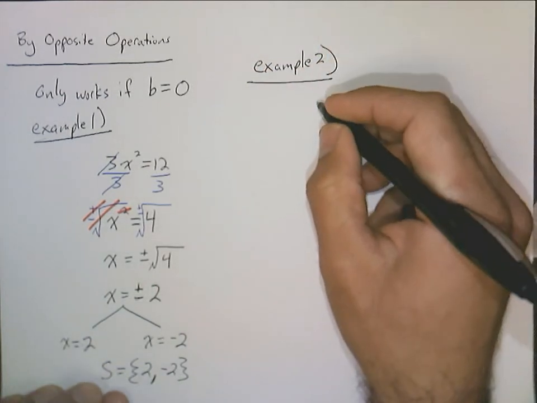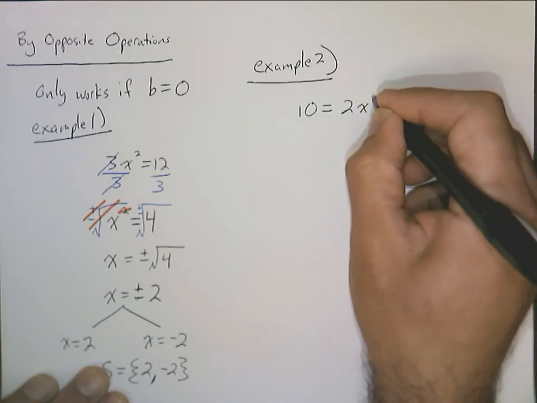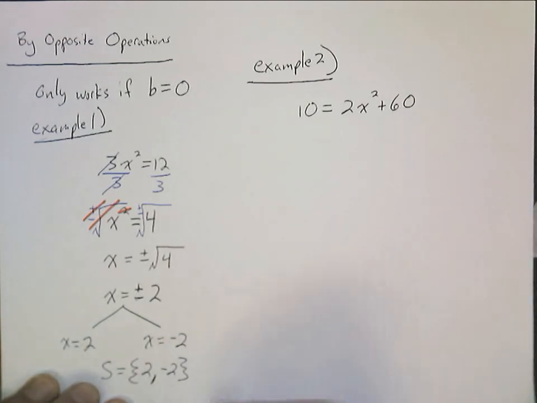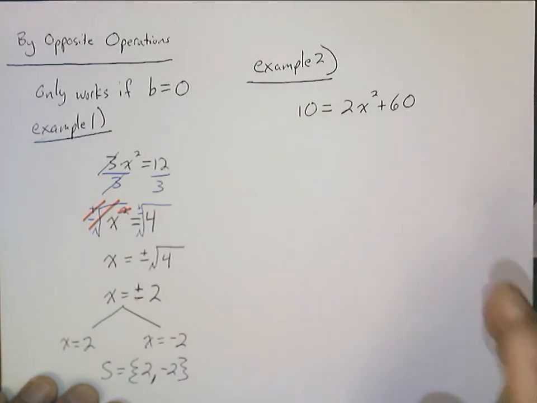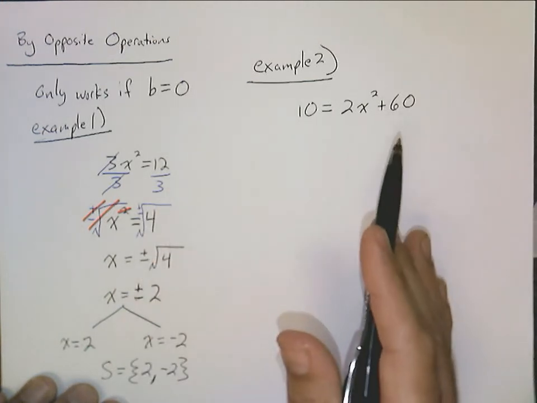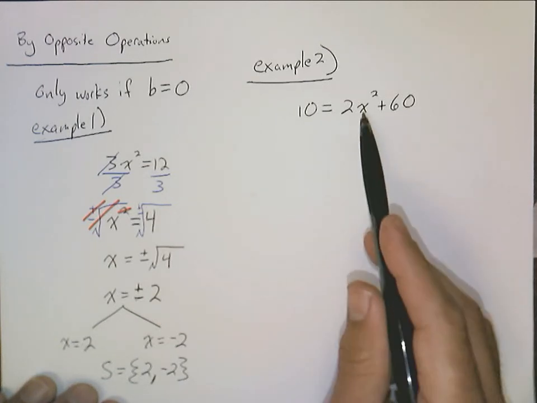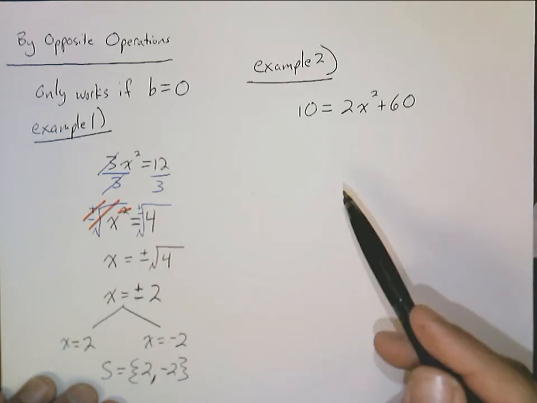Let's say 10 is equal to 2 times x squared plus 60. Okay, now when we're solving using opposite operations, we don't need the equation to be equal to 0 on one side right yet. That's only for solving by graphing. It will be true when we get to quadratic formula as well. But for right now, notice the x just appears in one spot. So immediately we can undo what's being done to x.